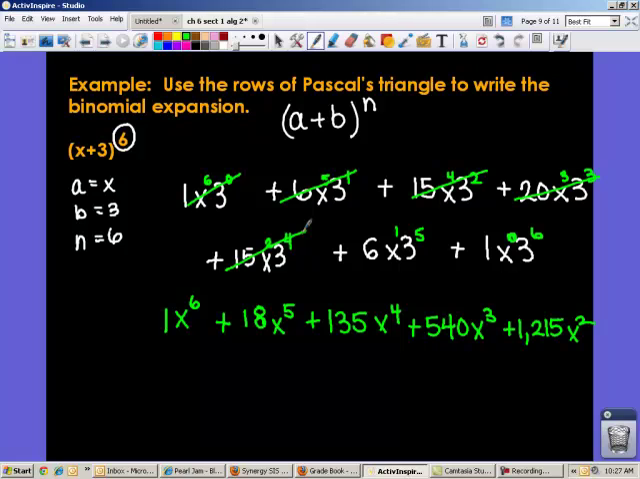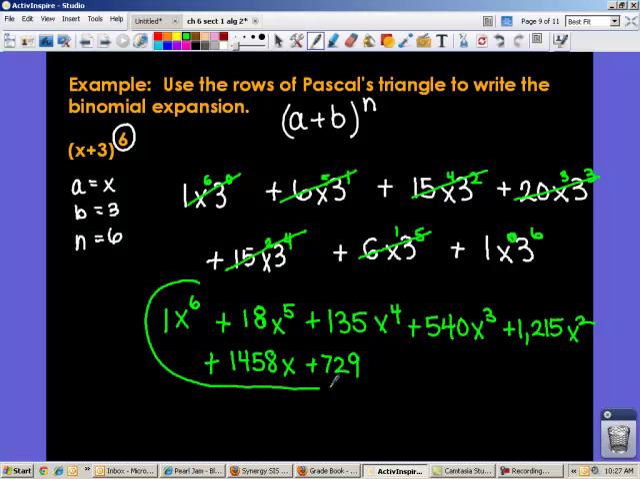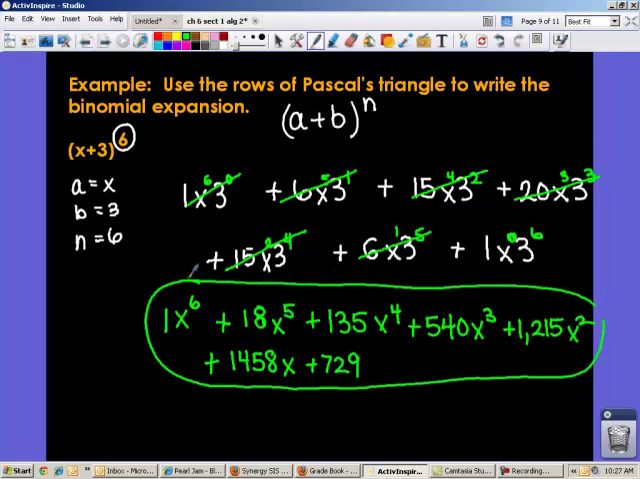Okay, next. And I'm running out of room, so we have 3 to the 5th power times 6, and that is 1,458. And then we have x to the 1st power, so just x. Now we have 3 to the 6th power times 1, which is 729. And remember, this x to the 0 power is just 1, so you don't write it at all. So now, without having to do all that hard work for multiplying with FOIL, you just found the answer using Pascal's triangle.